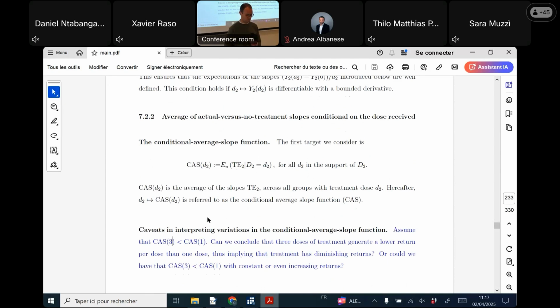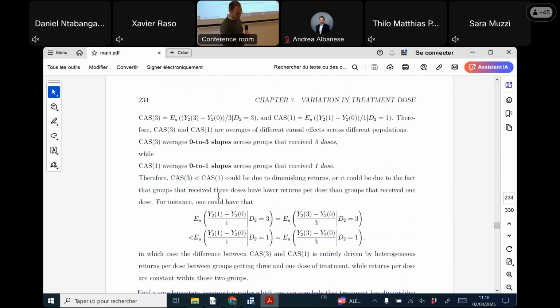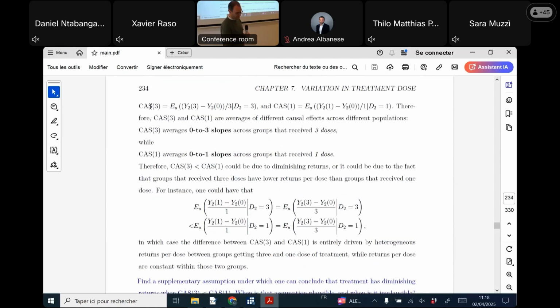Yeah, exactly. So it's a bit related to the difficulty in interpreting variation in the event study function. We have a similar problem here: when we move from CAS3 to CAS1, we have two things that change. We evaluate the slope of the potential outcome function between two different points, 0 and 3, and 0 and 1. And that's of economic interest. That's what ideally we would want to learn, whether the dose-slope relationship is linear, not linear, etc.